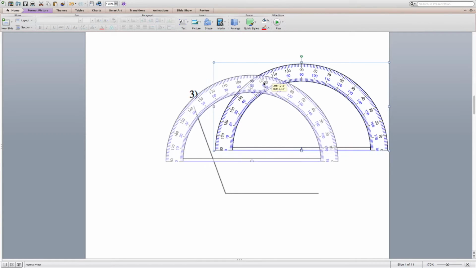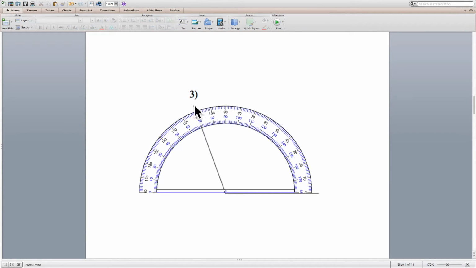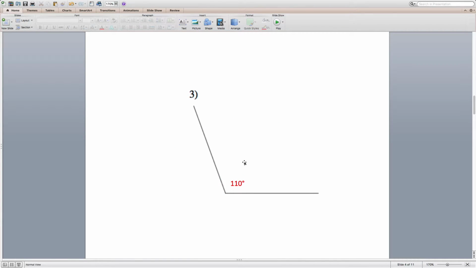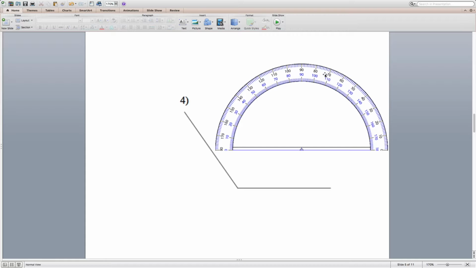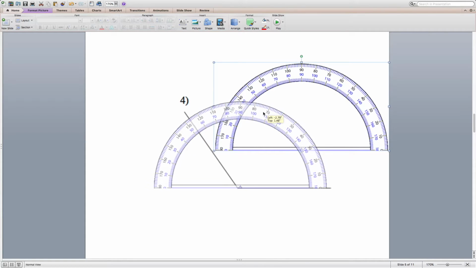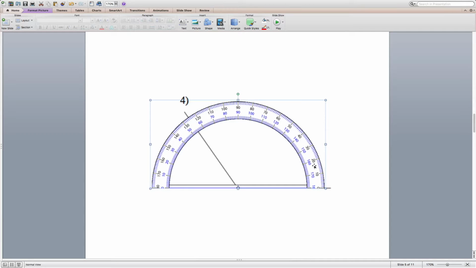And number 3, you can see that it will intersect at 110. We're not reading the bottom number 70 because we're starting from the right hand side and counting up, starting at 0 all the way to 110. So 110 degrees is the answer in number 3. In number 4, lining our protractor up on the vertex, starting at 0, counting our way up, we get to 120, 121, 122, 123, 124, 125. So 125 degrees is the answer in number 4.